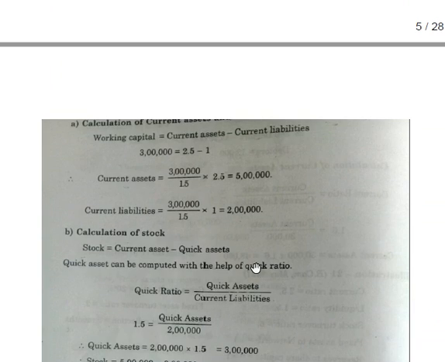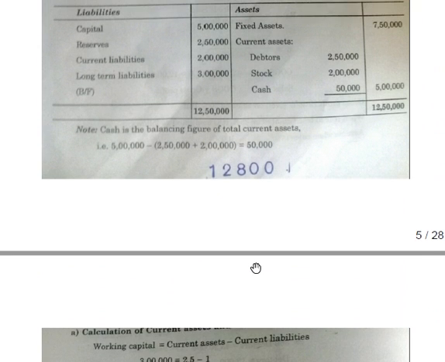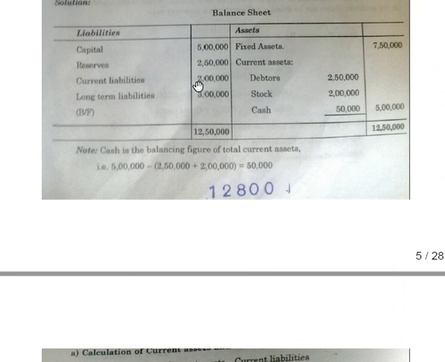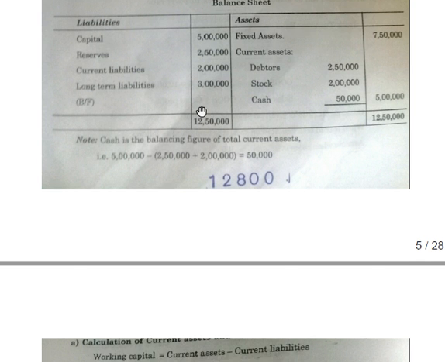So now whatever amounts we have got, just fill it up in your balance sheet. It will be capital 5 lakhs, reserves 2,50,000, current liability 2 lakhs, fixed asset 7,50,000. In current assets we have debtors 2,50,000, stock 2 lakhs, but the total current asset will come up to 5 lakhs according to the calculation that we have done. So cash is nothing but your balancing figure, which is 50,000. So the asset side total is 12,50,000 minus your liability side. So your balancing figure, long term liability, is 3 lakhs.